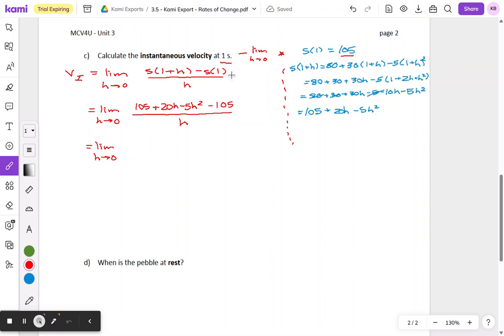It's going to be 105. Okay. And then we were calculating S at 1 plus H. So you just plug that in, simplify, and we get 105 plus 20H minus 5H squared, minus the 105. As we've done in the past, you can see that the 105s cancel out. I'm going to pull out the H common factor right away.